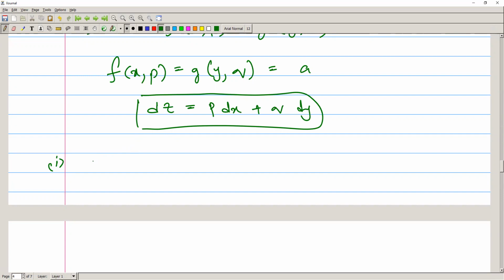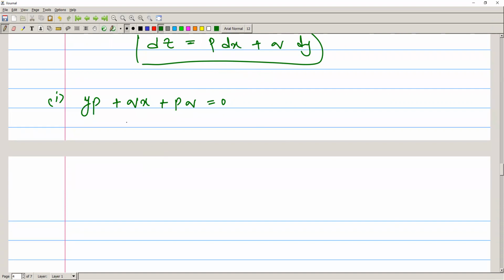So the question says that y times p plus q times x, or x times q plus pq, is equal to zero. So you can see that this is a function of x, y, p and q. Now what we have to do is make pairs of x, p and y, q, and we will separate. So how can we do that? We can see that p is common here, so we can write it as p times y plus q is equal to negative q times x. This qx we shifted to the right hand side.